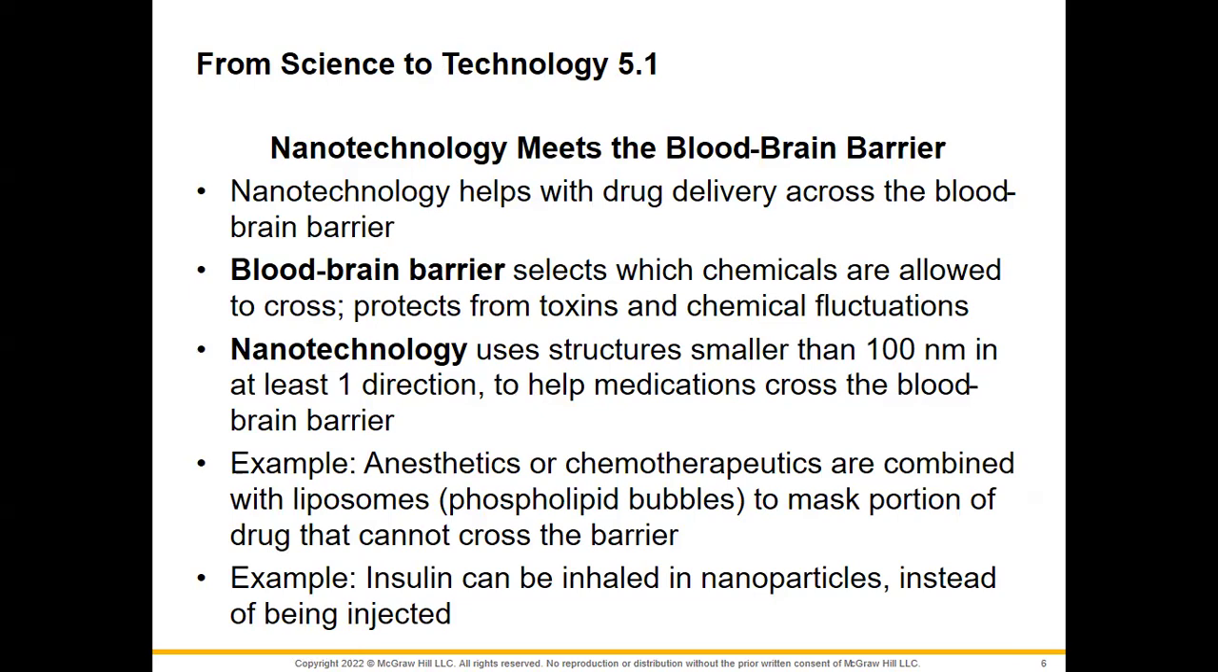So this is just a little bit of information to help you understand how tissues come together and how technology is working with these tissues. Go ahead and read that on your own. If you have any questions about the nanotechnology and how it works with the blood-brain barrier, let's talk about it in class.